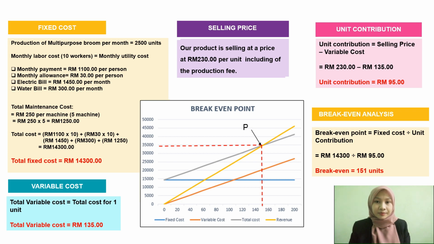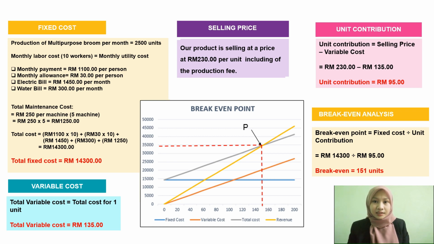Next is the variable cost. The variable cost is the same as the total cost for one unit product, which is RM135. For the selling price, the price of the multi-purpose broom in the market is RM230 per unit. In unit contribution, the selling price of one unit product minus the variable cost, then we get the unit contribution of RM95. Lastly is break-even analysis. To get the break-even point, fixed cost is divided by unit contribution, which is RM40,300 divided by RM95. So the result of break-even is 151 units.